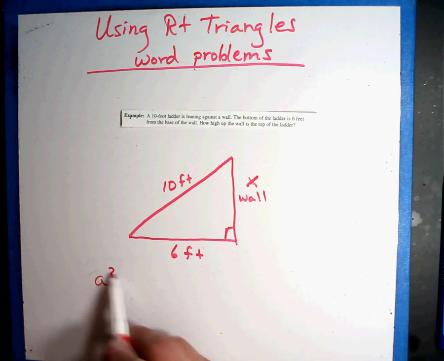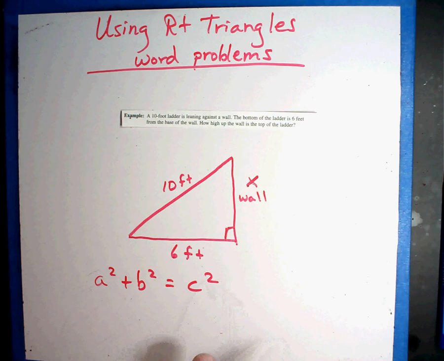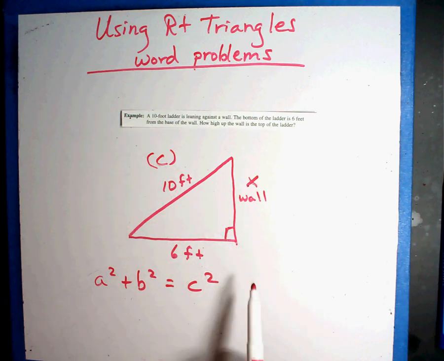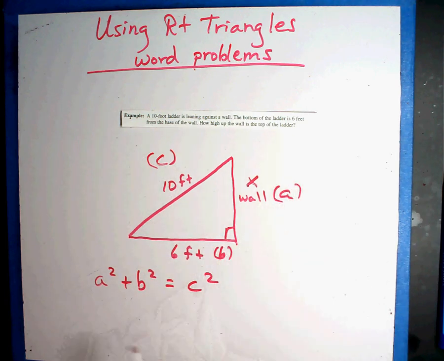A squared plus b squared equals c squared to solve the problem. Now remember from the last video, this is going to be c. It's the longest side. It doesn't matter here. This can be a and this can be b. So let's see what we get. A squared, that's what I don't know. A squared plus b squared.